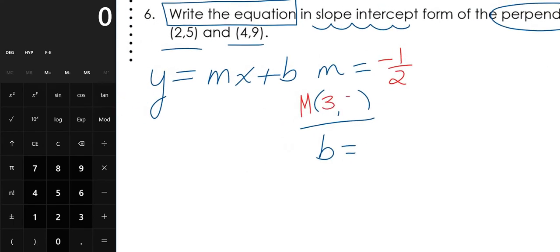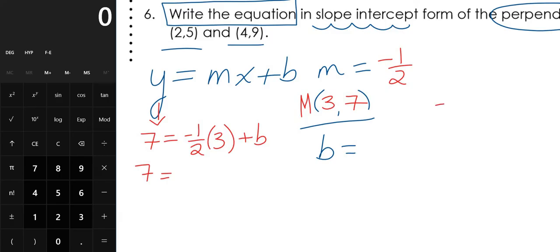Three, 7. Plugging everything in. Our y is 7. Our slope is negative 1/2. Our x value is 3. Plus b. Starting to solve. 7 equals, now we have negative 1/2 times 3.